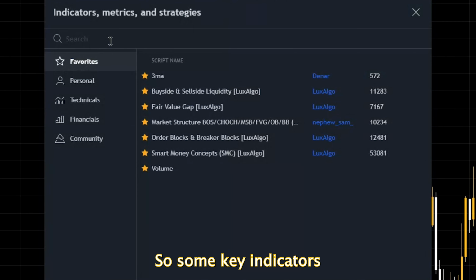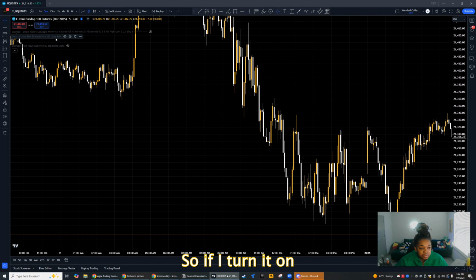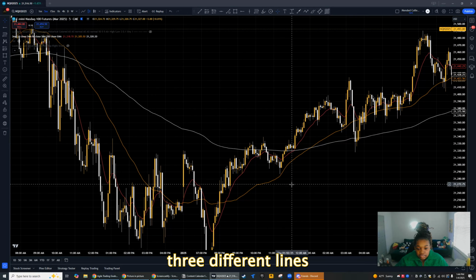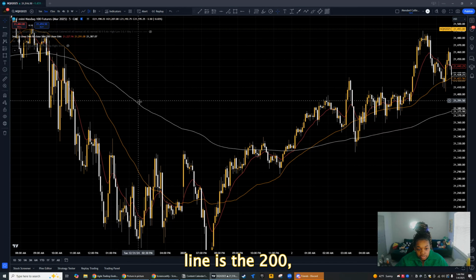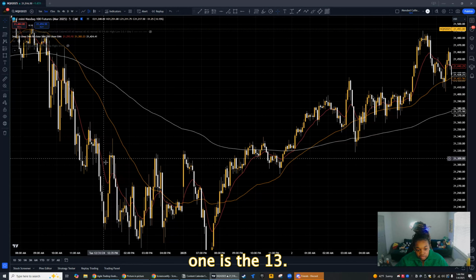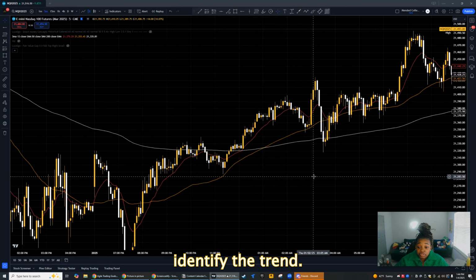You'll see I have some favorited, but you can easily just type in anything you want. Some key indicators that people like to use are called moving averages. Moving averages are basically the average of prices over a certain period of time, right? My favorite one is called 3MA by Dinar. If I turn it on, you'll see that I have 3 different lines that have come up. The white line is the 200, the orange one is the 50, and the red one is the 13. I specifically like to use these 3 different EMAs because they help me identify the trend.